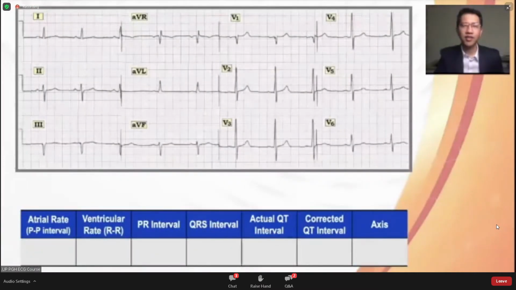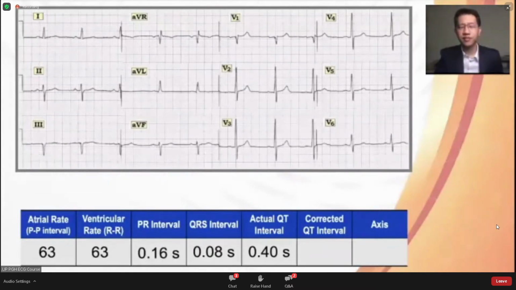How about this tracing? Is this normal? Again, let's look at the rate. Still encompasses 5 big boxes, so we would predict that the rate will probably be in the range of 60 beats per minute. Are there P waves here? Yes, you can see P waves. And are they normal in appearance? PR interval is normal. The QRS is narrow. The QT interval is narrow and normal.